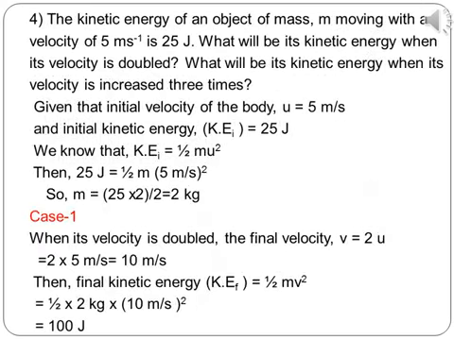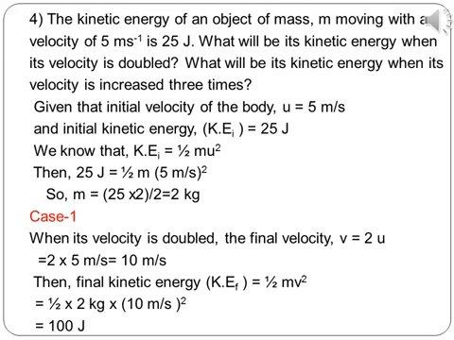Fourth question is, the kinetic energy of an object of mass m moving with a velocity of 5 meter per second is 25 joule. What will be its kinetic energy when its velocity is doubled? And what will be its kinetic energy when its velocity is increased 3 times?